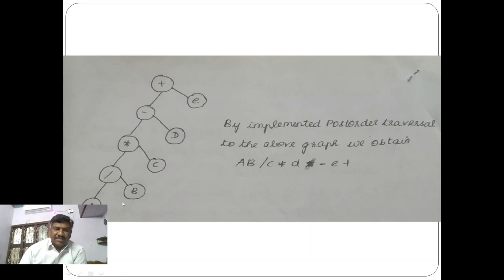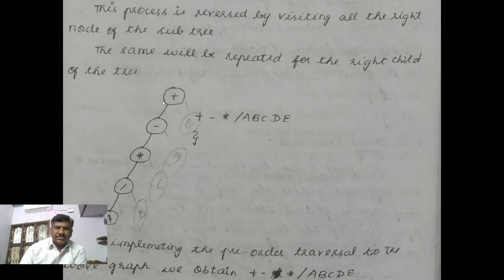See, same tree. Now I am going to visit the root node. Pre-order. So first I am going to visit this node, plus. Then move towards the left, minus. Then I am going to visit minus. Then move towards the left. Then I am going to visit this node, asterisk. Then move towards the left. Then I am going to visit this node, slash. Then move towards the left. I am going to visit this node, A.